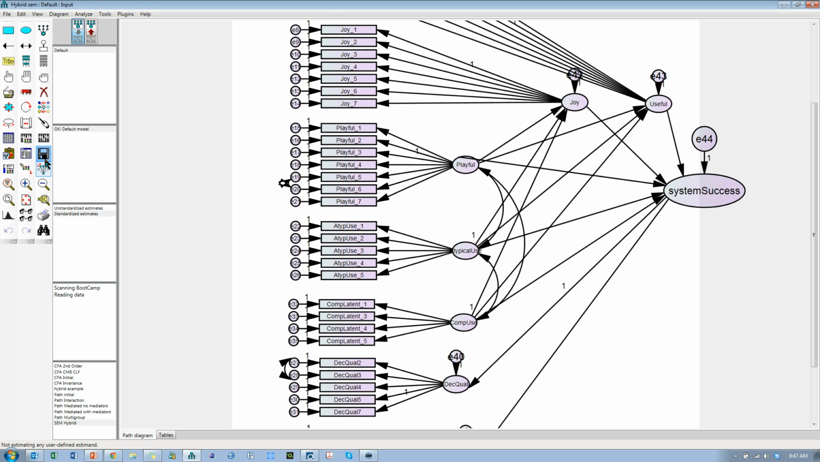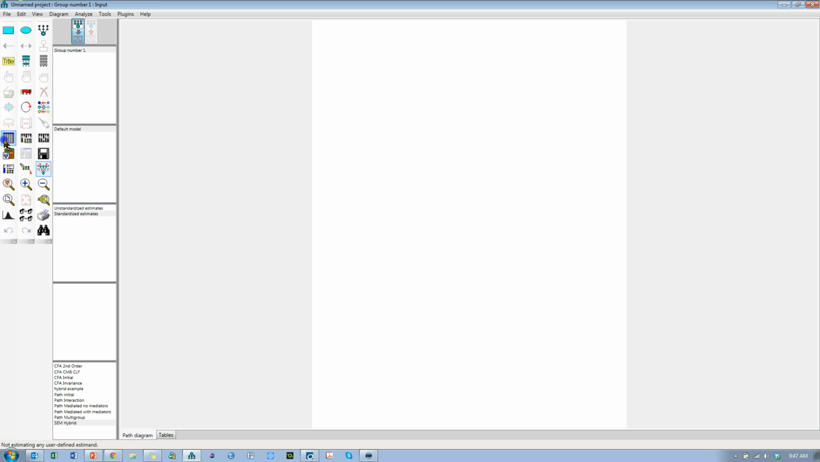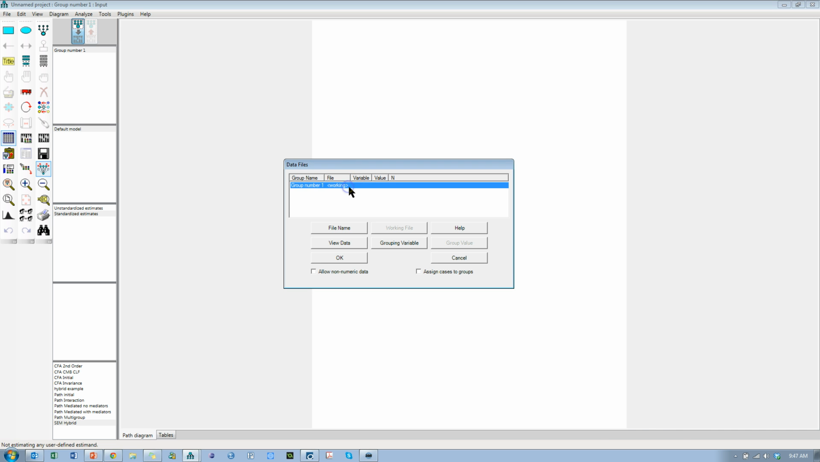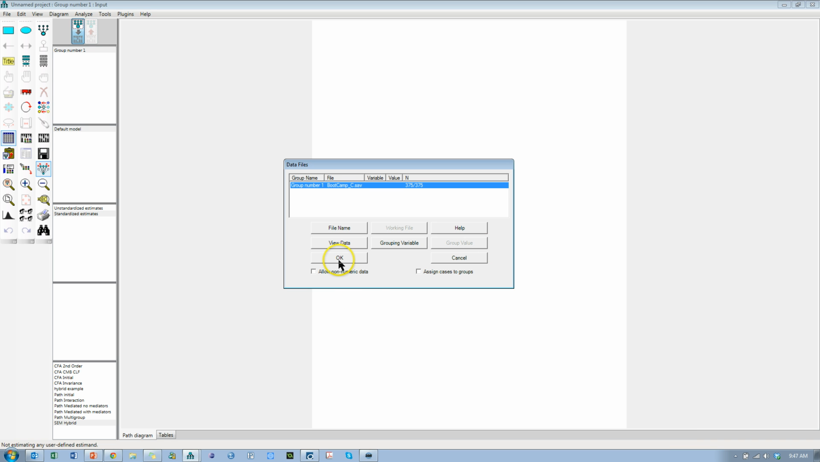Let me save this just so we have it. Okay, yesterday we created composites. So I'm going to go File, New, and open up that composite file. Data files, grab the data. I would love for you to follow along on this one, or do it with your own data. I'm going to use whatever it was called, _C is what it default names it. And hit OK.